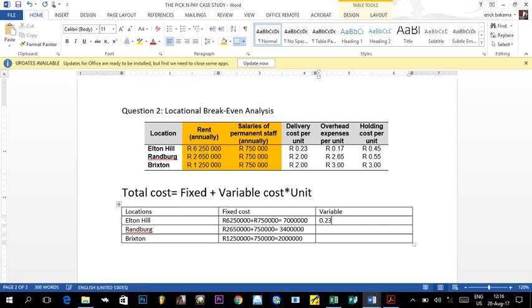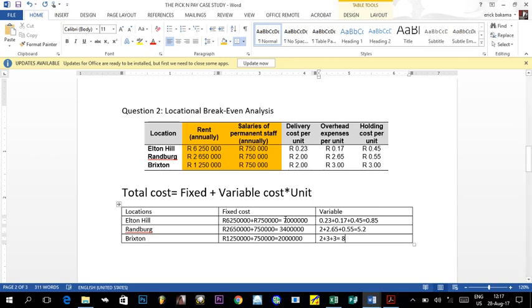For Elton it will be 0.23 plus 0.17 plus 0.45. Next, for the Randburg location we have 2 plus 2.65 plus 0.55. And the third one is 2 plus 3 plus 3 again. Now the total cost of the first one will be 0.23 plus 0.17 plus 0.45, and it gives us 0.85. Now the second one is 2 plus 2.65 plus 0.55, and this really gives us 5.2. Let me check again the first one. Yeah, now the third one will be 3 plus 3, which is 6, plus 2, which gives us 8.